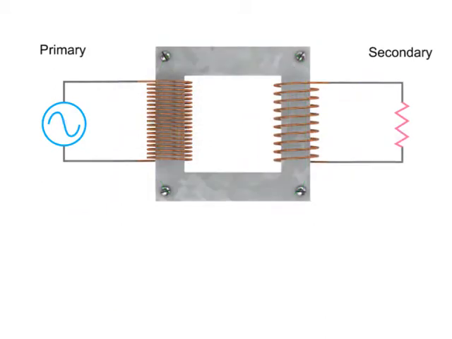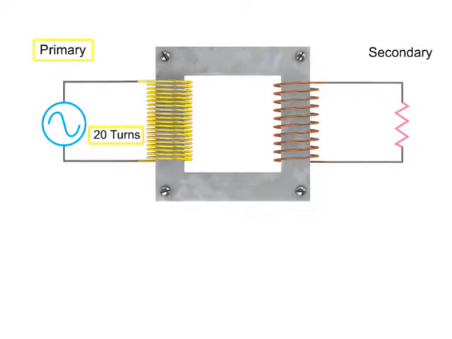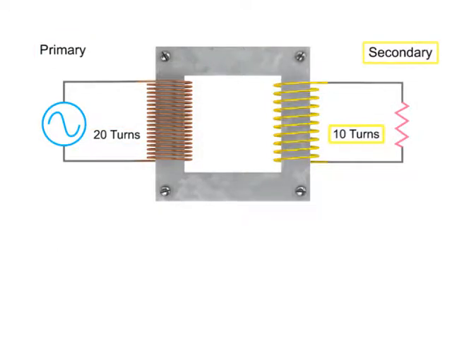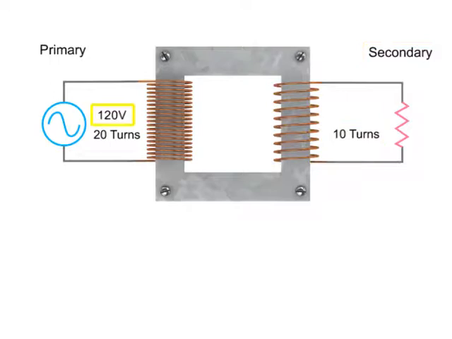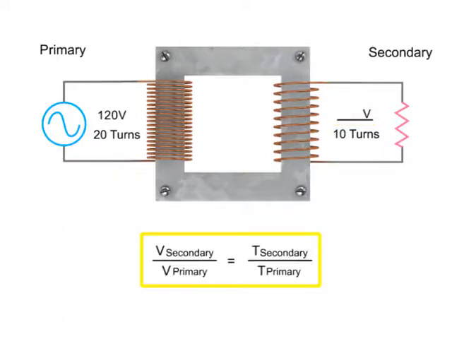If there are fewer coil turns on the secondary than on the primary, this is called a step-down transformer. The resulting voltage in the secondary circuit will be less than the primary. In this example, we have 20 turns on the primary coil and 10 turns on the secondary coil. To determine the decrease in voltage occurring in this step-down transformer, we can use a simple ratio formula.